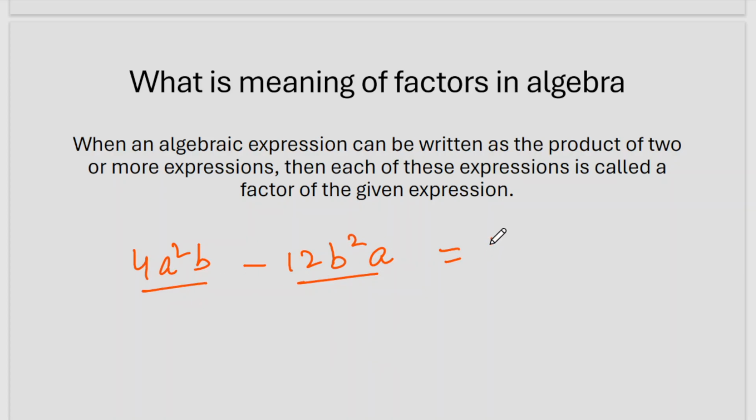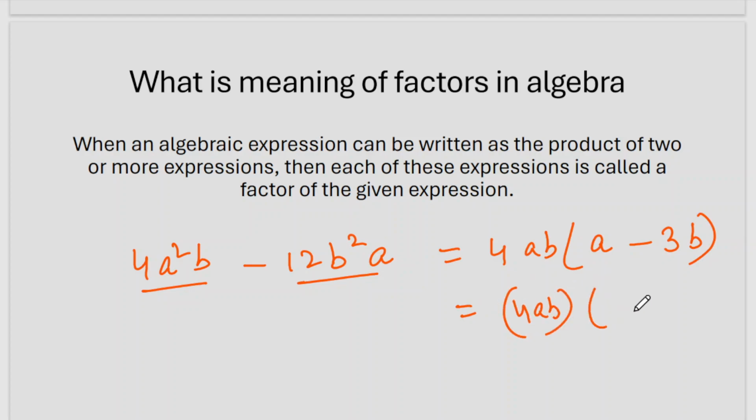Now you can see we are going to get a common factor of 4, and then we also get the common as 4ab. So 4ab is common. What is left? You get a minus 3, and then b. That means you have got two expressions. One expression is 4ab multiplied by a minus 3b. If you solve this, you will come back to the original expression. So you can see the multiplication of these two. That means these are your factors.